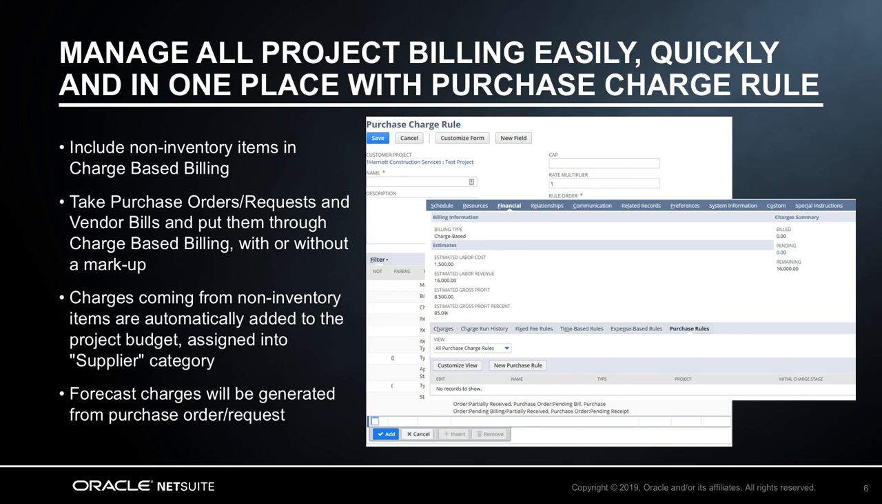Advertising agencies, marketing consultancies, PR firms, and creative organizations are diversifying and adopting much more of a hybrid business model these days. This means that the project manager needs to manage not just resource time and expenses, but also suppliers' costs through purchase orders and vendor bills. NetSuite supports the hybrid model with enhancements to charge-based billing by adding a new purchase charge rule, which will help our customers process all project-related billing in a single place. Customers with NetSuite Project Management and Purchasing will benefit greatly as this feature will enable them to manage billing for third-party out-of-pocket costs for a project quickly, easily, and in one place.